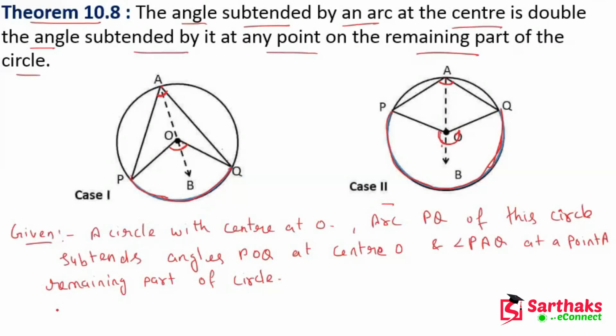Okay. I hope you understand these things. And here, we have to prove that angle POQ is equal to twice of angle PAQ. We have to prove this condition. So first of all, for proving this, we have to do a construction.